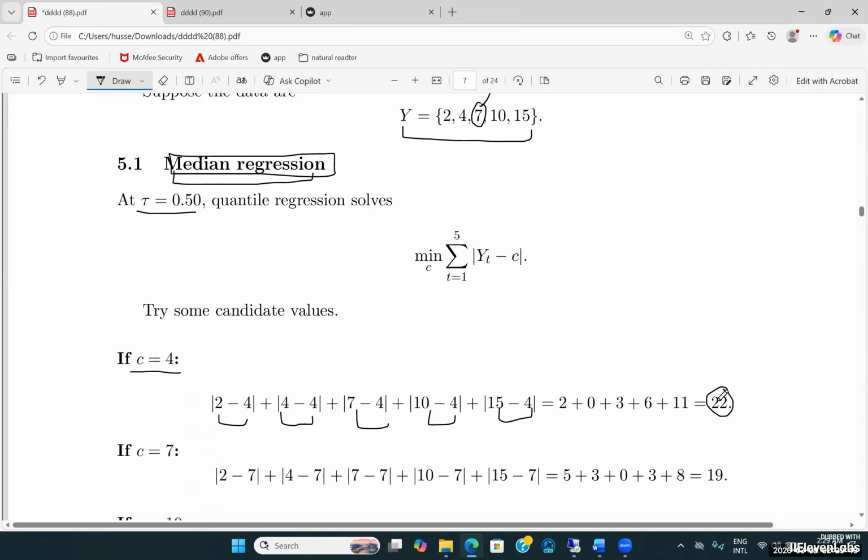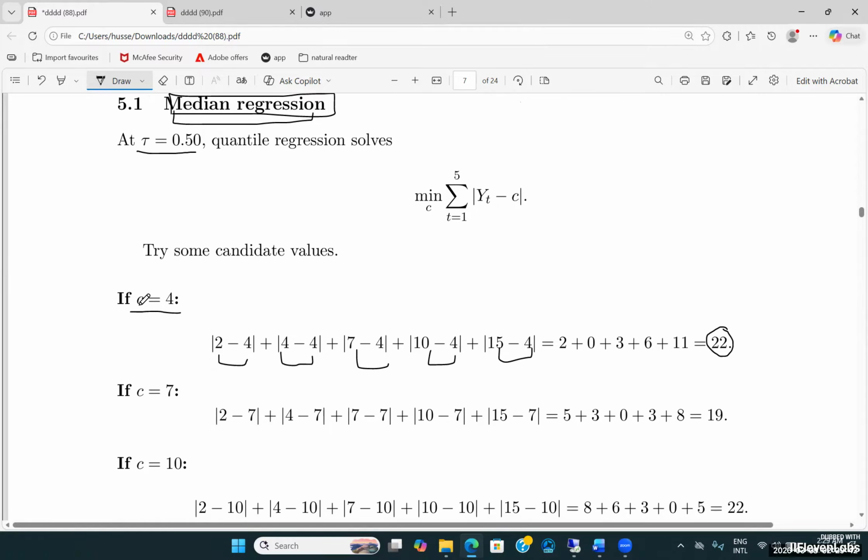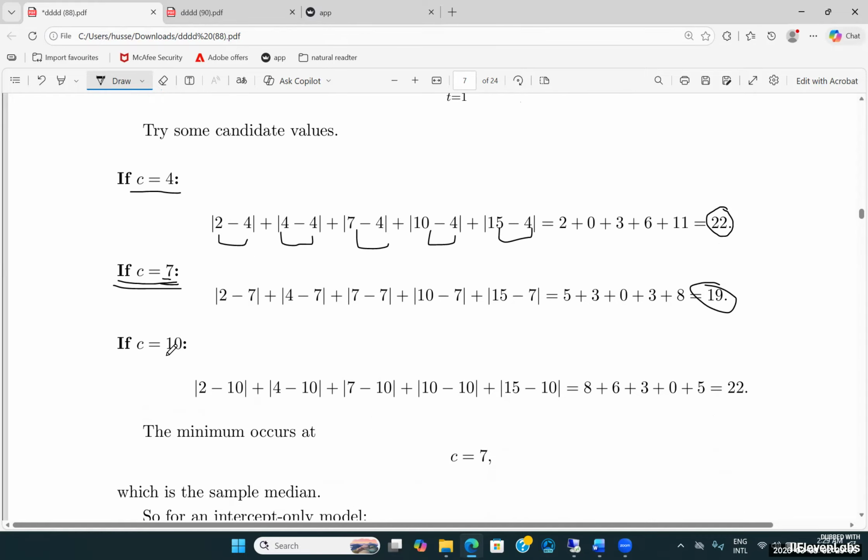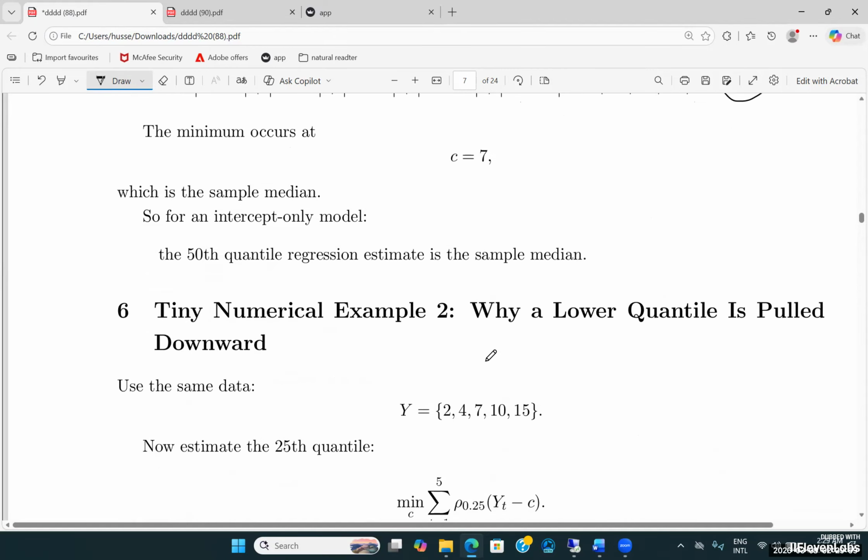Is this truly the best solution? Of course not, because if we assume a different solution, for instance, a constant that equals 7, and then we find the error, which is the difference between the y and the c value selected, in this case 7, then the error will be lower. But if you select 10, the error will be higher. So that particular option would probably be the very best solution.